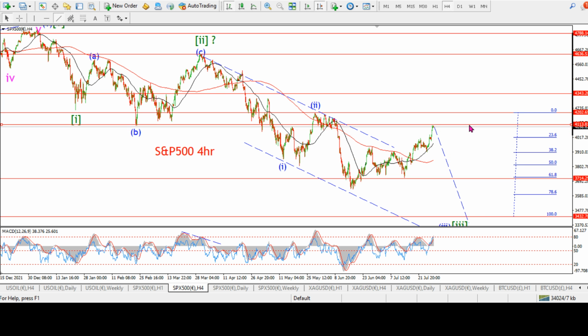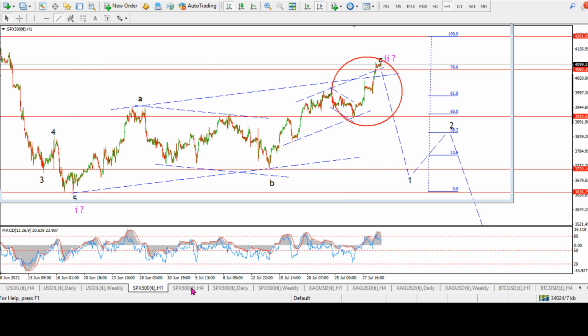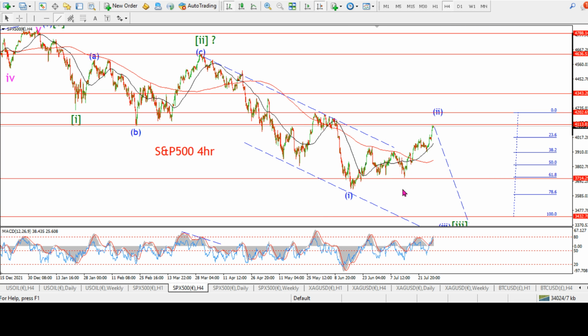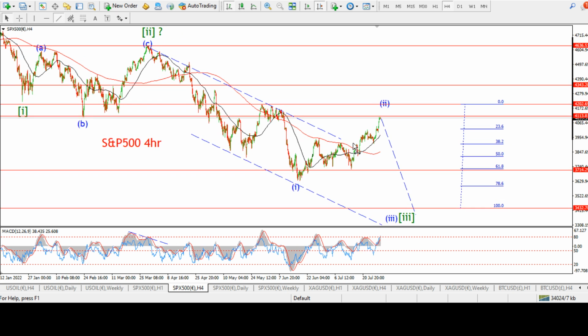The 3-wave correction higher is too convincing to be anything other than a correction in a second wave. Now we can argue over, is it a lower degree second wave, as I'm going to show on the hourly count, but we can also say on the 4-hour count here that we have a 1-2 pattern in wave blue here. So this is one degree higher. I could easily make that argument, so I'm going to allow for that on the 4-hour count.